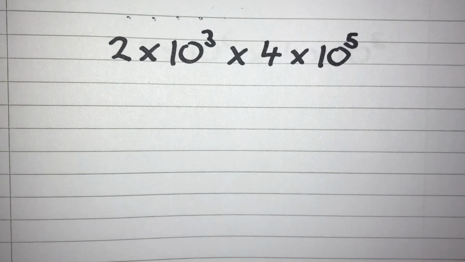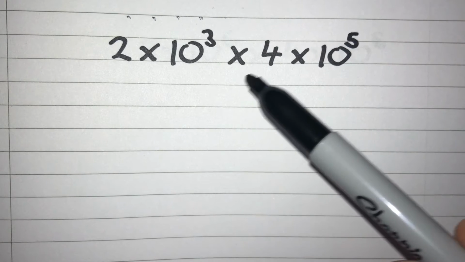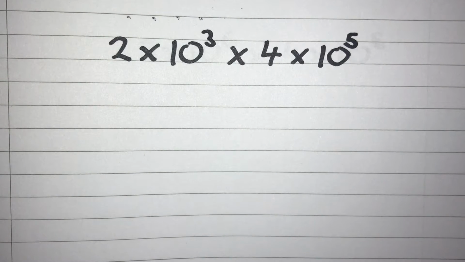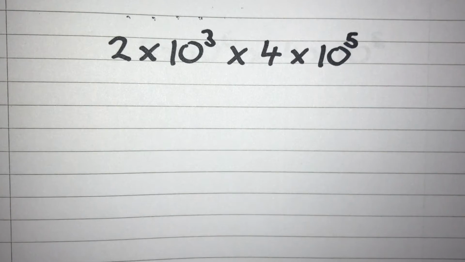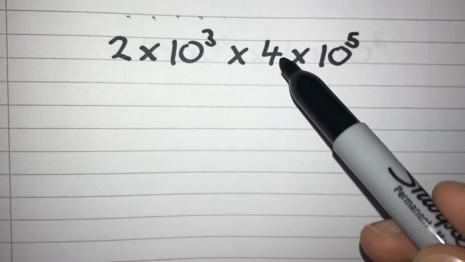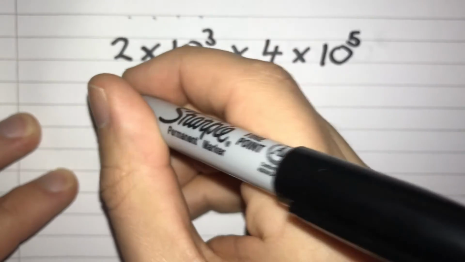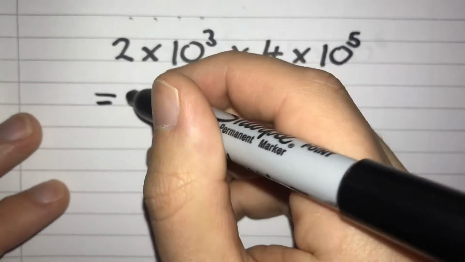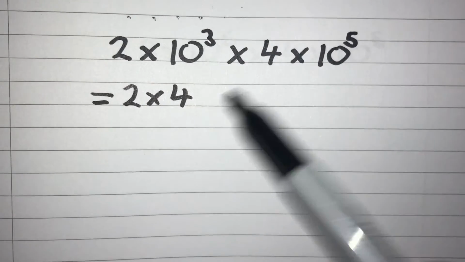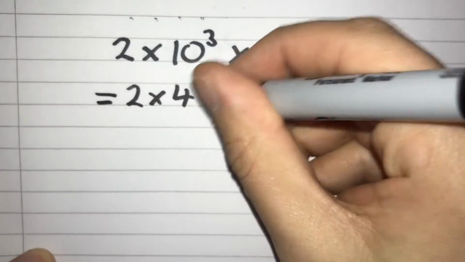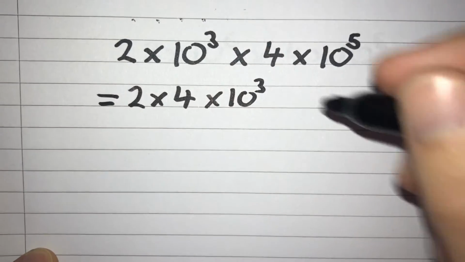Well, let's look at this first example. 2 times 10 to the power of 3 multiplied by 4 times 10 to the power of 5. What we can do is rearrange this multiplication. In the same way that 2 multiplied by 3 would be equal to 3 multiplied by 2, it doesn't matter which order we do it in, so we can rearrange these to make it a little bit easier for ourselves. We could put our two numbers that are between 1 and 10 together, so we first have 2 multiplied by 4. And then we could put our two powers together, so multiplied by 10 to the power of 3 and multiplied by 10 to the power of 5.